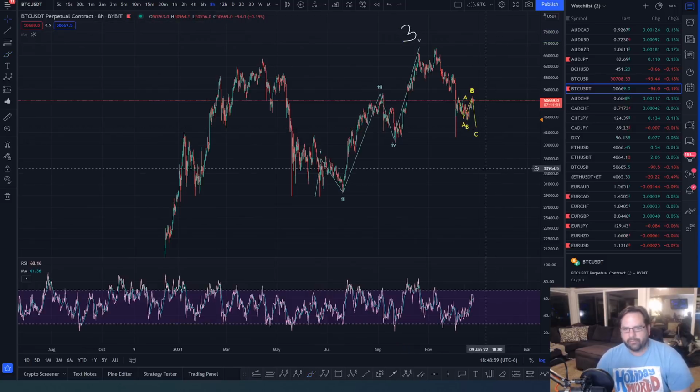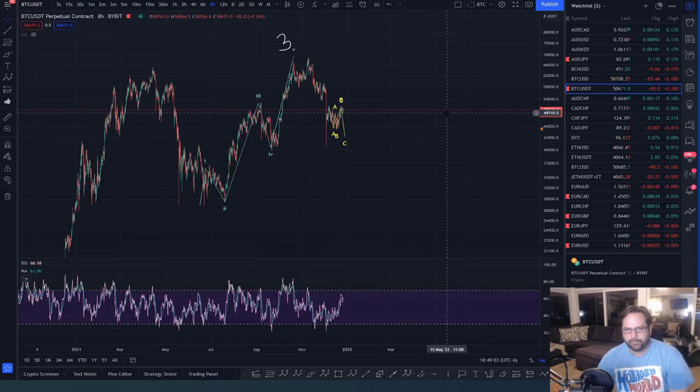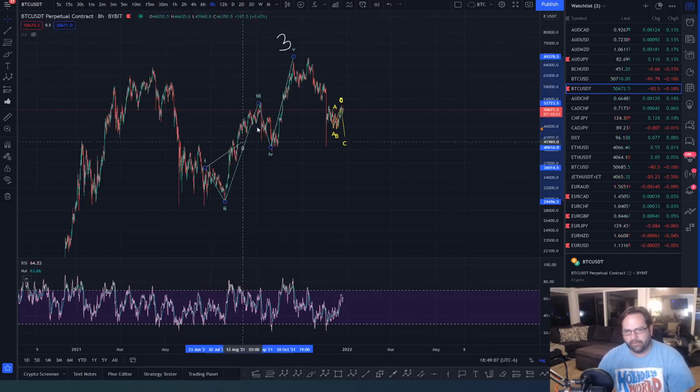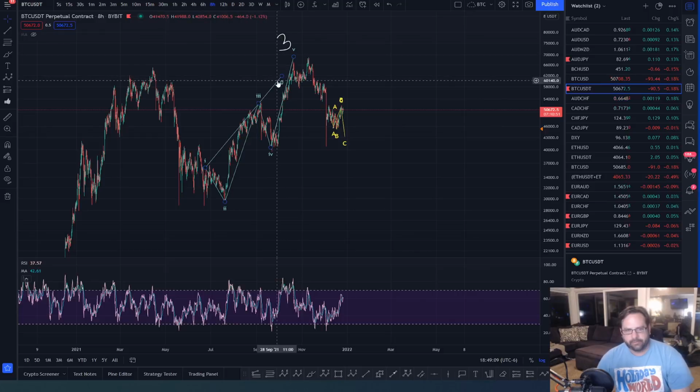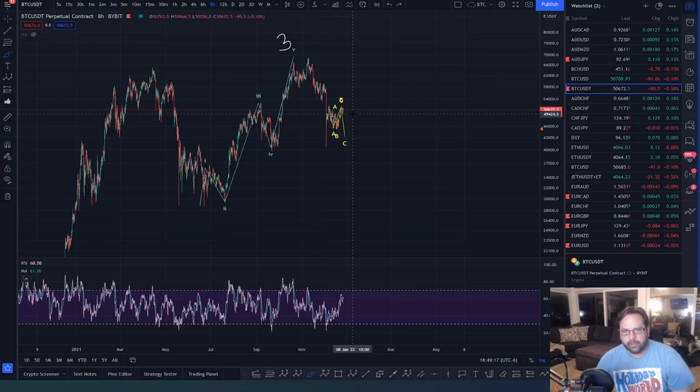That means what I believe we've done is we've begun a larger macro wave 4. Okay, so I think this 5-wave move was the fifth wave of a larger third wave. That means we're probably going to be in a sideways trend for quite a while.